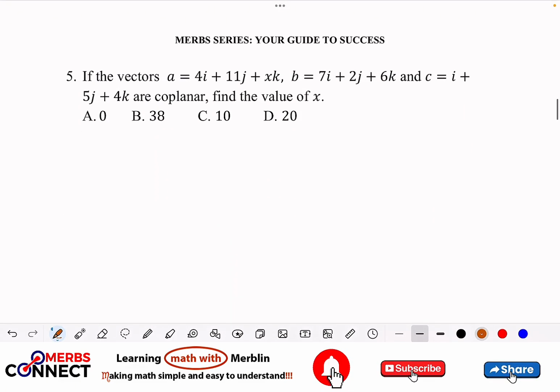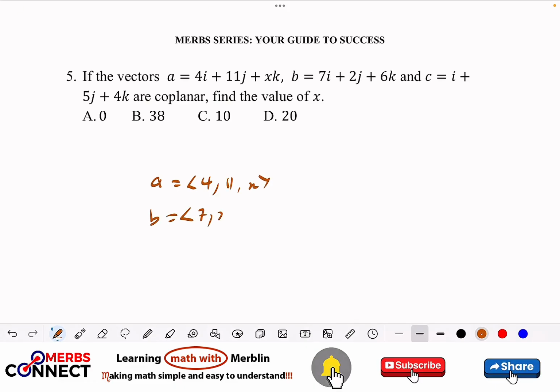Let's look at question 5. So question 5, we have vectors A, B and C, and they are saying that they are coplanar. You want to find X. Okay, so this is very simple here. All we need to do is A is the same as 4, 11, and X. B is the same as 7, 2, and 6, and C is the same as 1, 5, and 4.